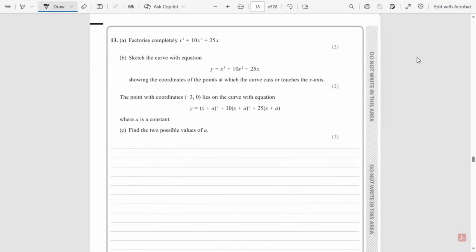Hi everyone. So in this video, we're going to work through a Year 12 question from the AS sample paper. Now, this question involves a bit of cubics, a bit of graph sketching, and also a bit of graph transformations. Part A of the question says factorize completely x cubed plus 10x squared plus 25x.